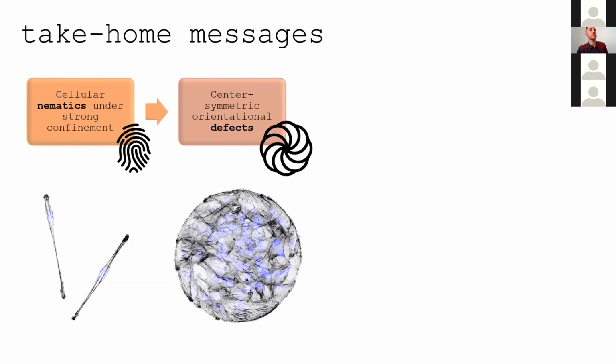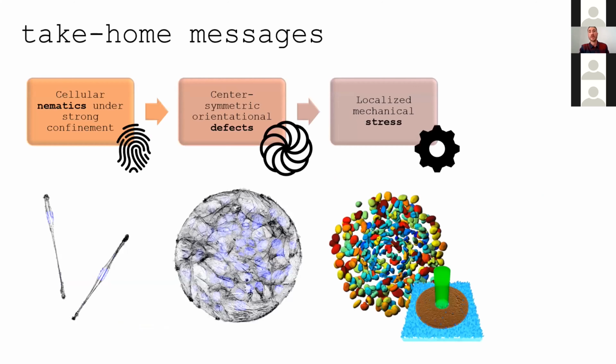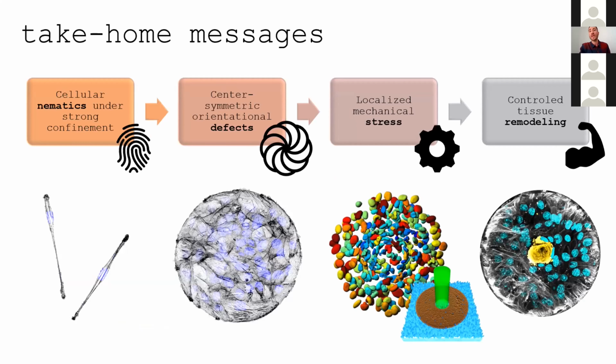So these cells feature nematic order, and under some confinement, we can generate center symmetric orientational defects, which they are actually +1/2 defects, spirals and asters. And these localize mechanical stress. This mechanical stress is used in these monolayers, and as well could be used in biology to generate certain forces in certain regions, which in our case localize tissue differentiation and tissue growth.